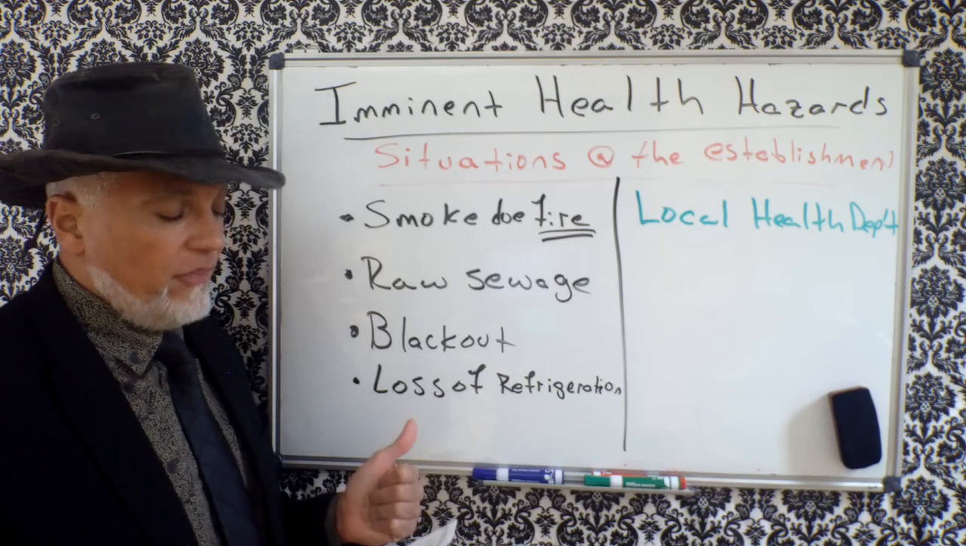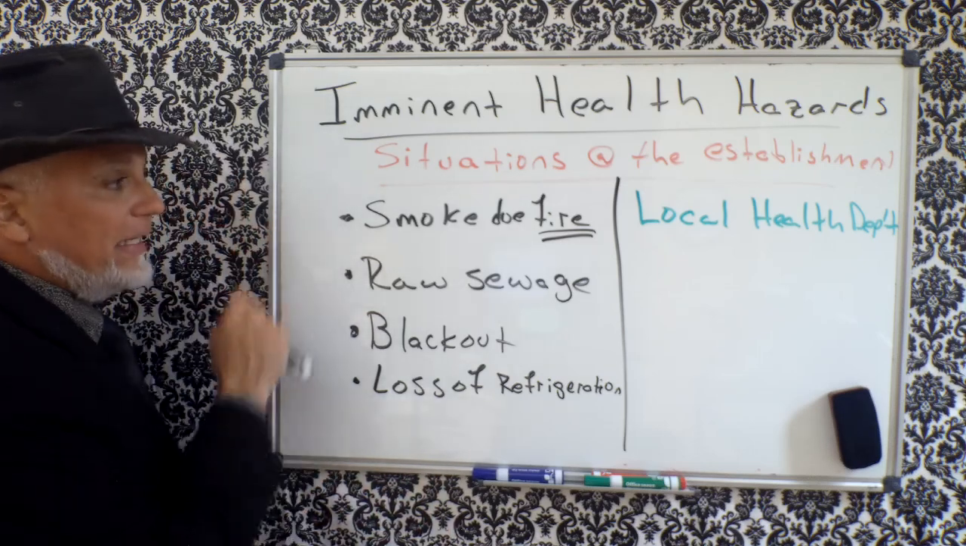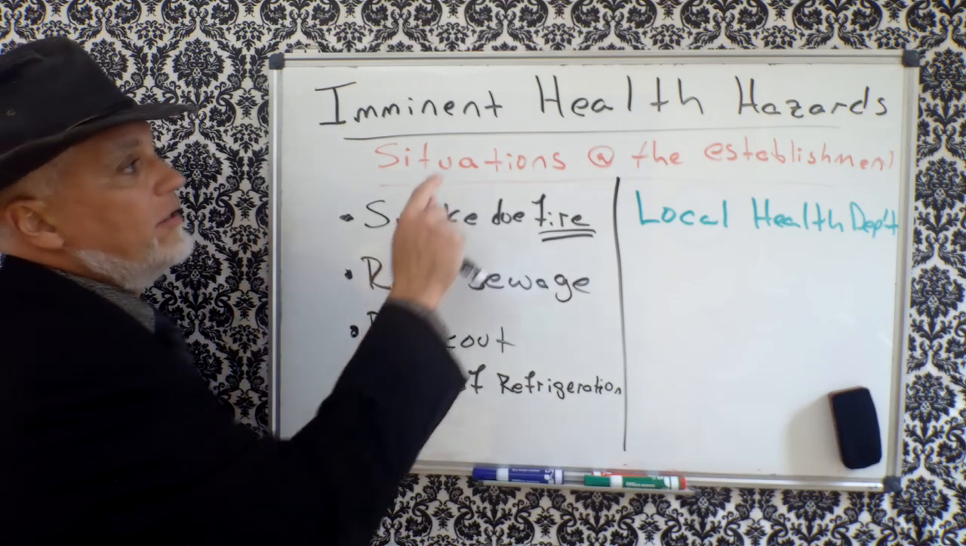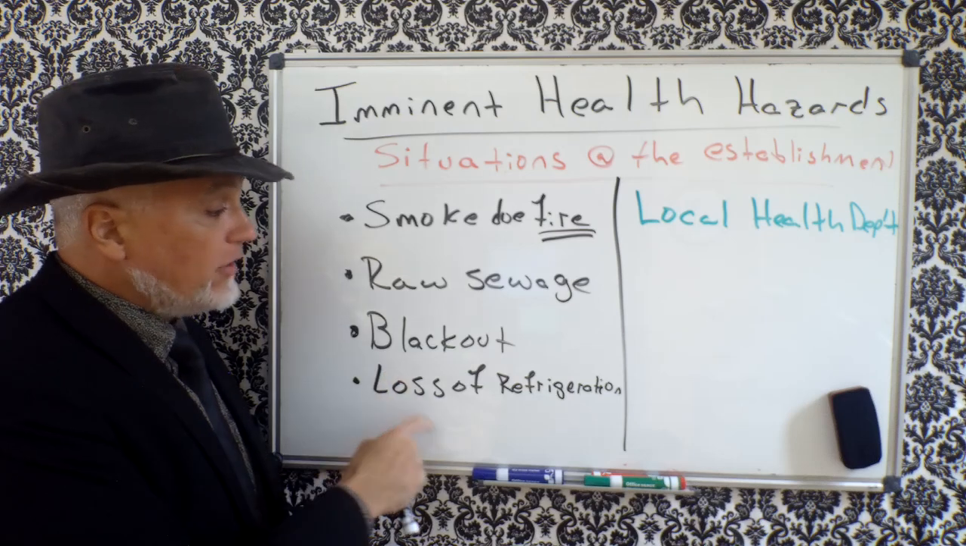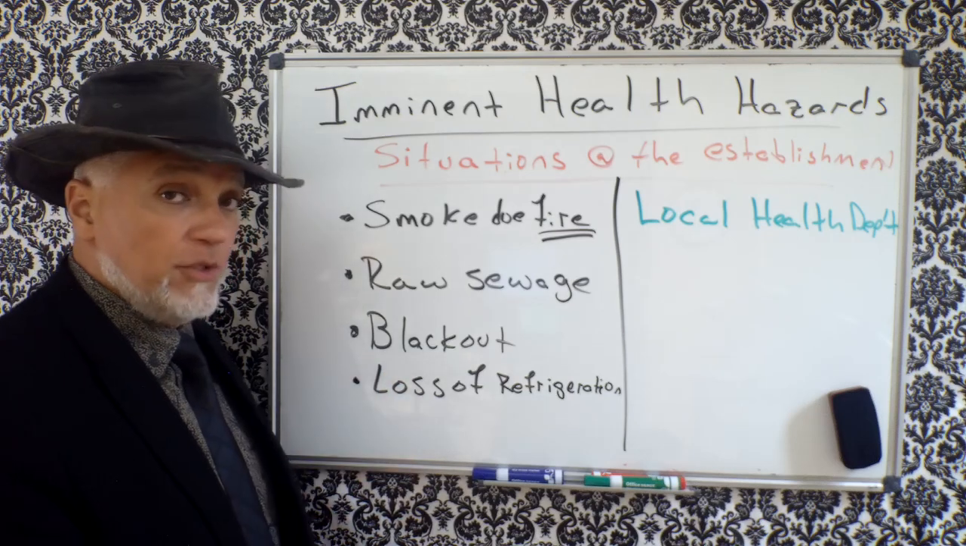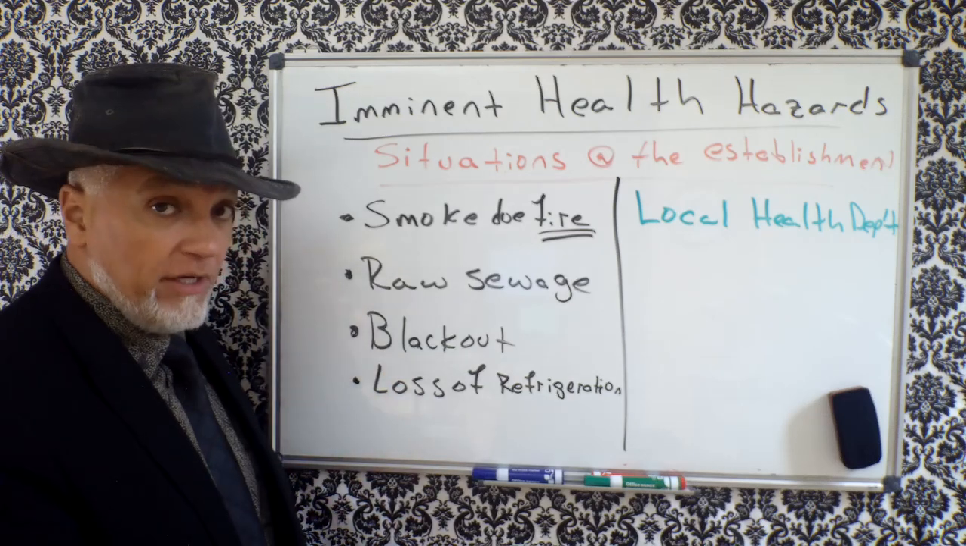So imminent health hazard is anything that takes place where literally is imminent that somebody could get hurt. Loss of refrigeration can also be due to a blackout or a broken unit.